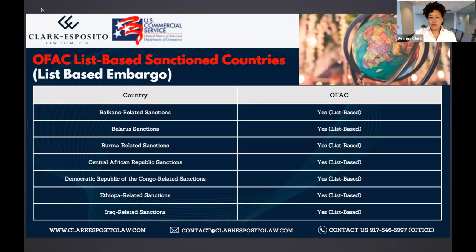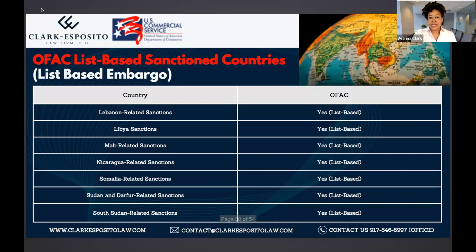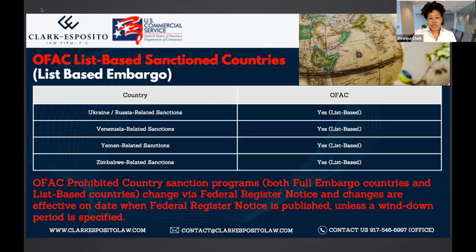OFAC has list-based sanctioned countries, some list-based embargoes, and we've got a list here from the Balkans to Burma, to Ethiopia, to Iraq, Mali, Nicaragua, Sudan, South Sudan, Ukraine, Russia, Venezuela, Zimbabwe. And OFAC prohibited country sanctioned programs, both the full embargo countries and the list-based countries.